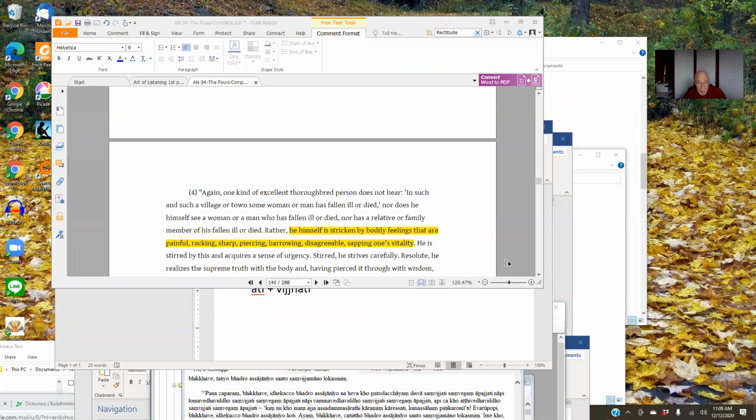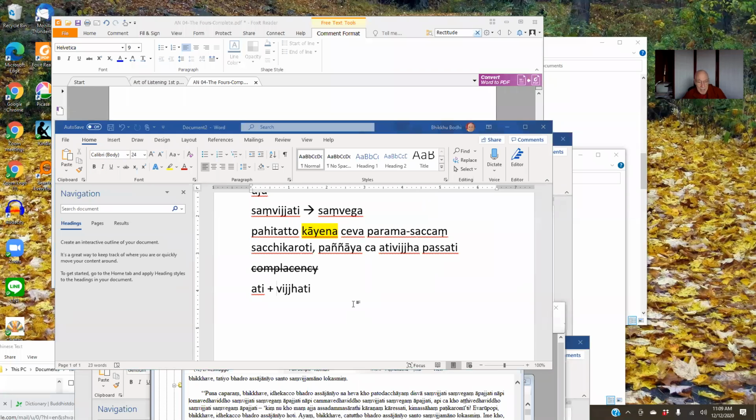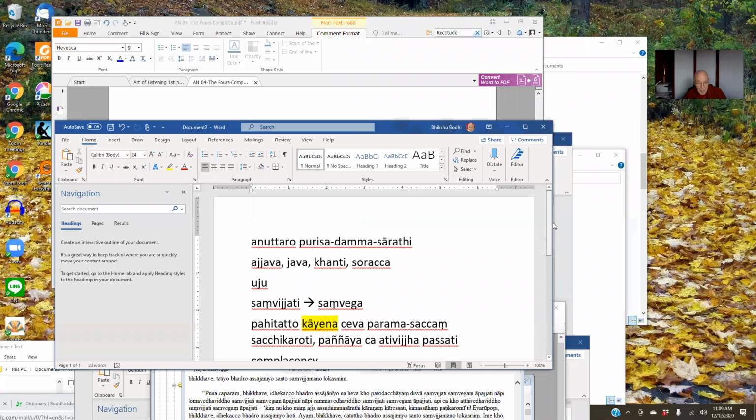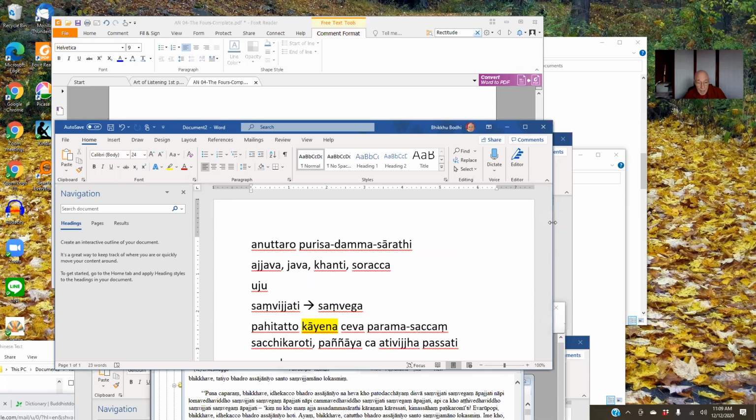May I ask, in the Javana and Ajjava, is it related, like the opposite of Java? Ajjava is not related at all to the word Java. Java means speed. Ajjava means, as I said, honesty or rectitude. I was wondering, does Ajjava carry the meaning of slow wisdom? No, it has nothing to do with it. Java means fast or speedy.